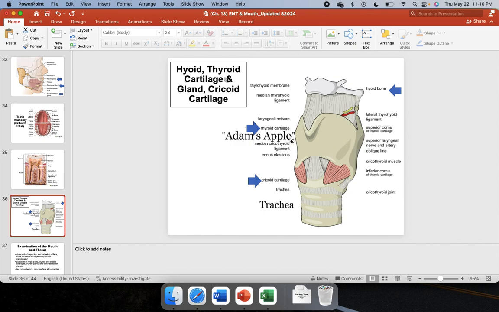And then we have several pieces of cartilage, including thyroid cartilage and cricoid cartilage, so the cricothyroid muscle. Here's the thyroid cartilage that makes up the Adam's apple. We have muscles that attach to those, and these contribute to our voice box.